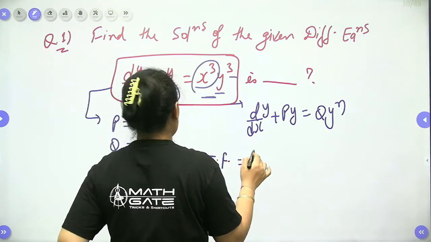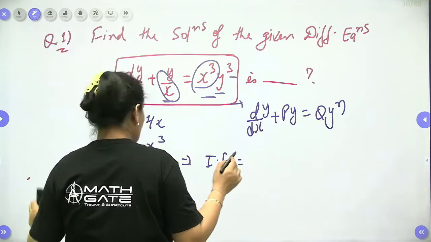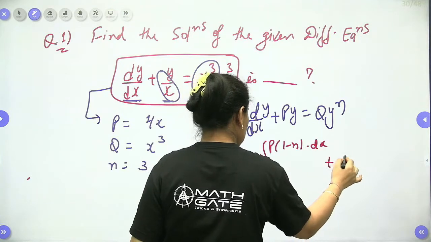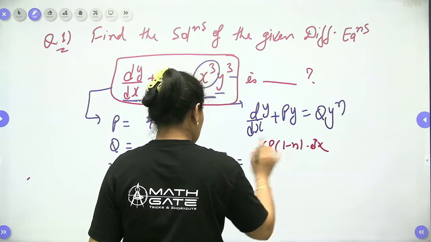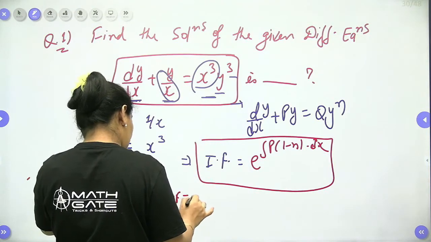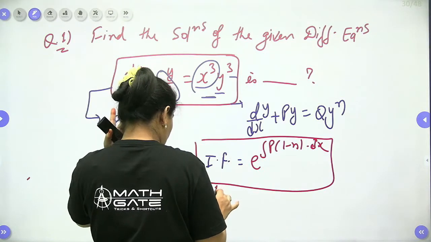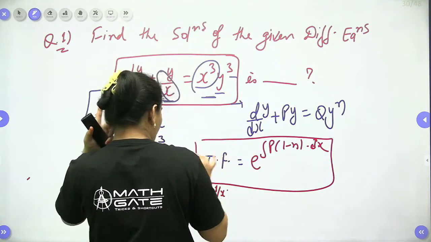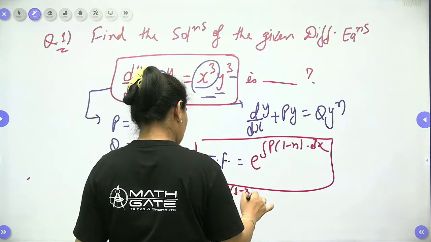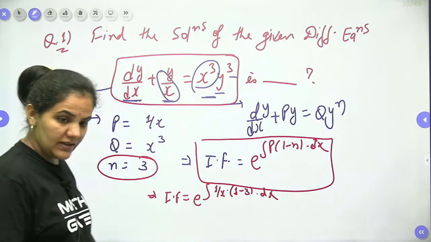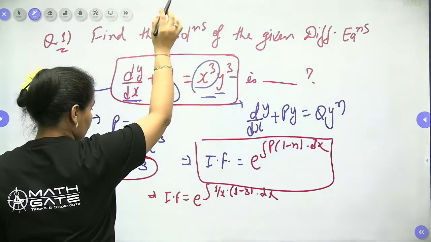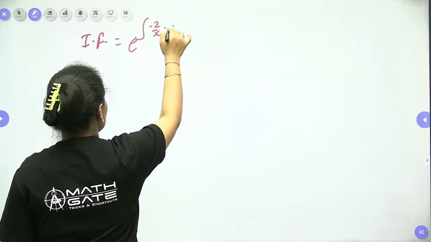When we check the integrating factor, it will be e to the power integral of p into 1 minus n dx. So this will be my integrating factor. The value of p is 1 by x, and 1 minus n is 1 minus 3. So it is 1 by x into 1 minus 3 into dx. Is it clear? So your integrating factor will be e to the power integral of minus 2 by x dx.